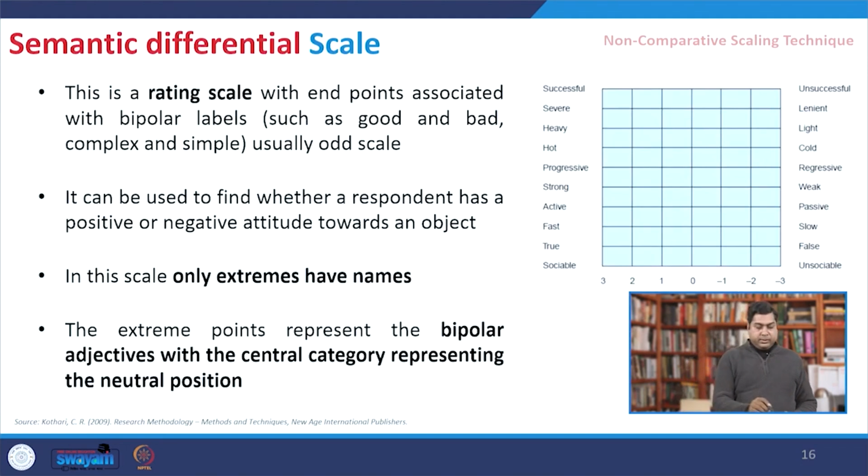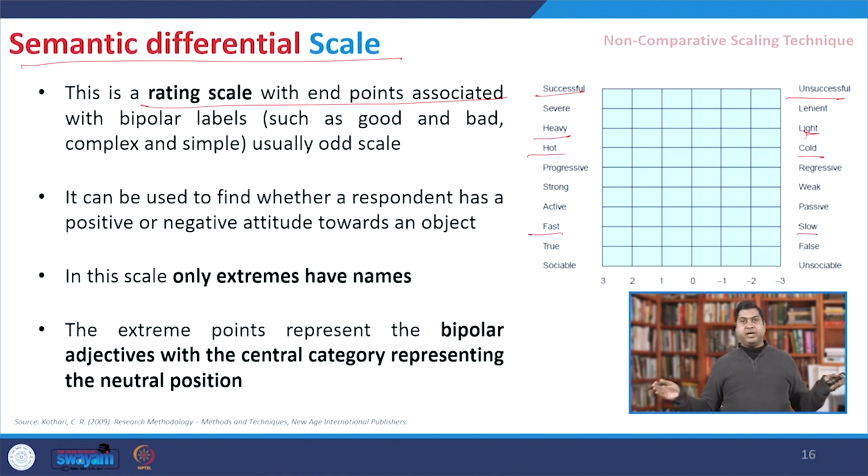Moving forward to the semantic differential scale. This is again a rating scale with endpoints associated with bipolar labels. So, two extremes. If you see this particular case, successful, unsuccessful, heavy, light, hot, cold, fast, slow. So, two extremes are there, and then we have a neutral value as 0. In this case you have to understand how you represent it. It is all plus and then it is minus.